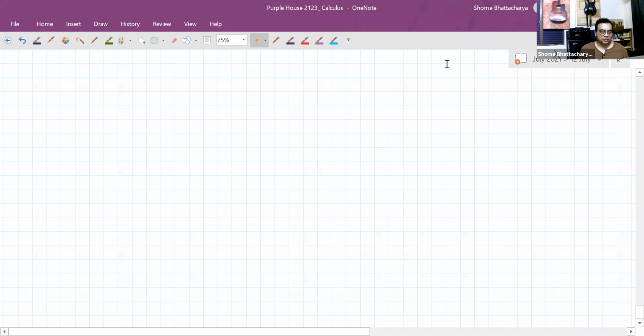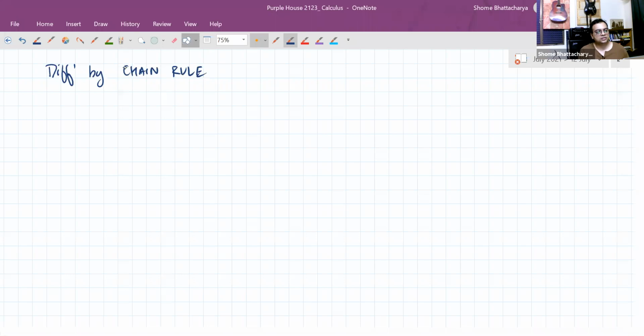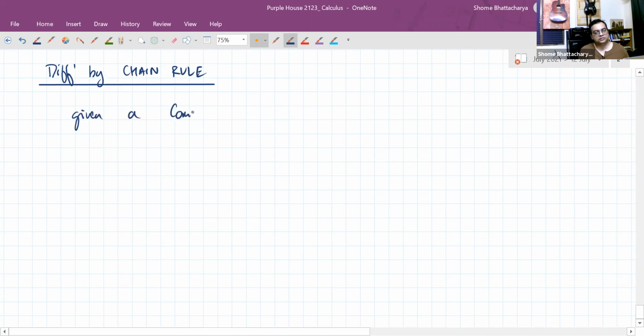Yeah, so now we will understand differentiation of composite functions by chain rule. The chain rule is a step-by-step process. It's basically a 3-step process. So given a composite function, y is equal to f of g of x, the 3 steps we apply are like this.